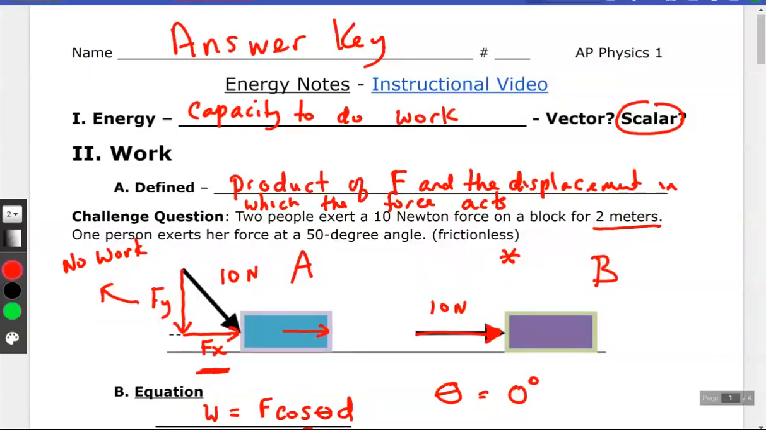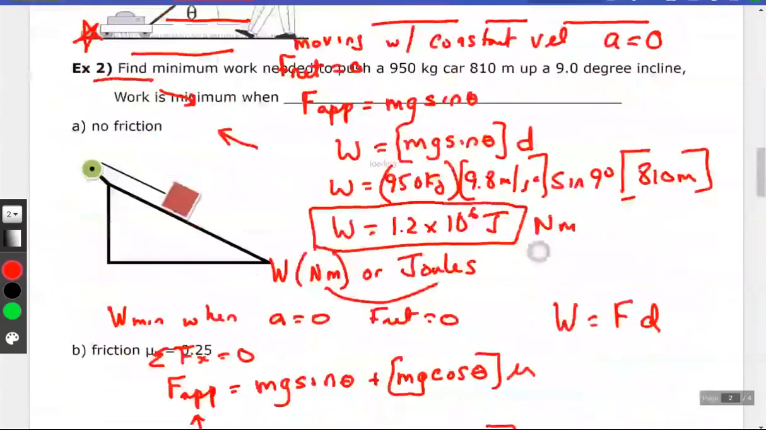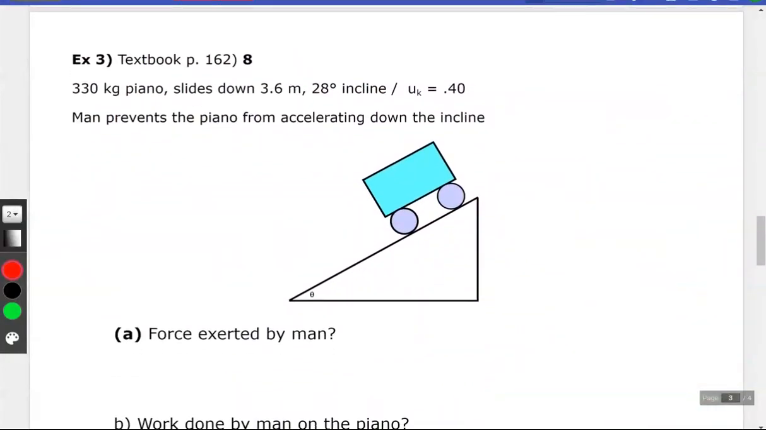I'm going to do page 3 of this energy notes worksheet. We've already done 1 and 2 in a previous video. We've got a piano with the following mass, slides down a 3.6 meter incline, 28-degree angle. You've got some friction. The man prevents the piano from accelerating. So what does that mean?